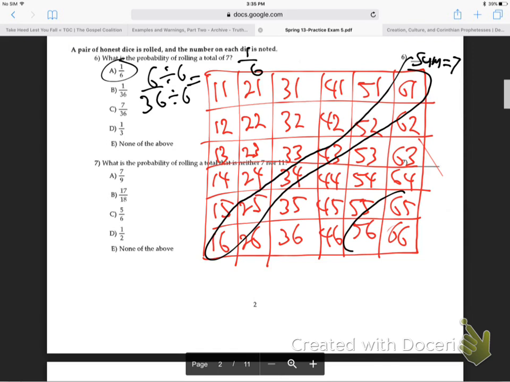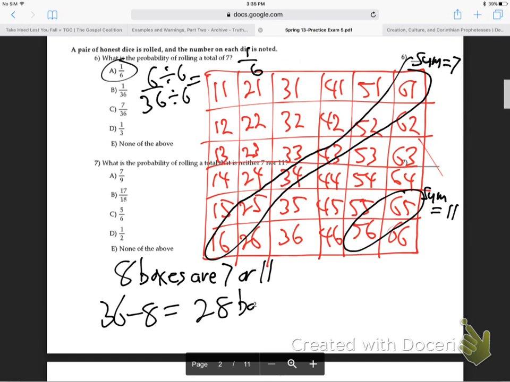We did that one also. So here's the 11, sum of 11. There's 2 boxes. So there's 8 boxes that are 7 or 11, right? So 36 take away 8 is what? 28 boxes that are neither 7 nor 11. Does that make sense? Out of 36 boxes total, 6 and 2, 8 of them are 7 or 11. So subtract from 36, 28 boxes are neither. So the probability then is 28 out of 36, isn't it?